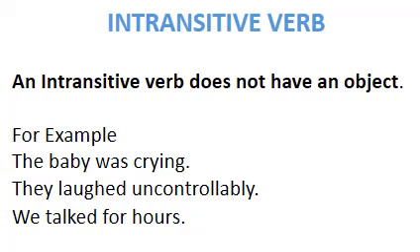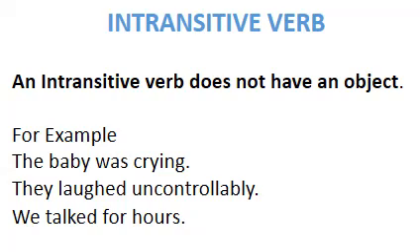There is uncontrollably. Uncontrollably is an adverb. So I want to tell you one thing: if a noun or pronoun is coming, it will be your object. If an adverb, adjective or preposition is coming after the main verb, it will not be your object. Okay students? So uncontrollably is an adverb here, not a noun or pronoun. So that's why it is your intransitive verb.